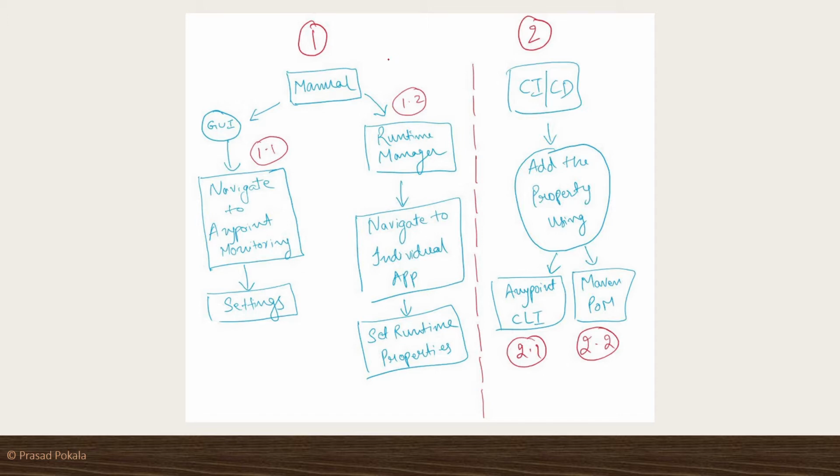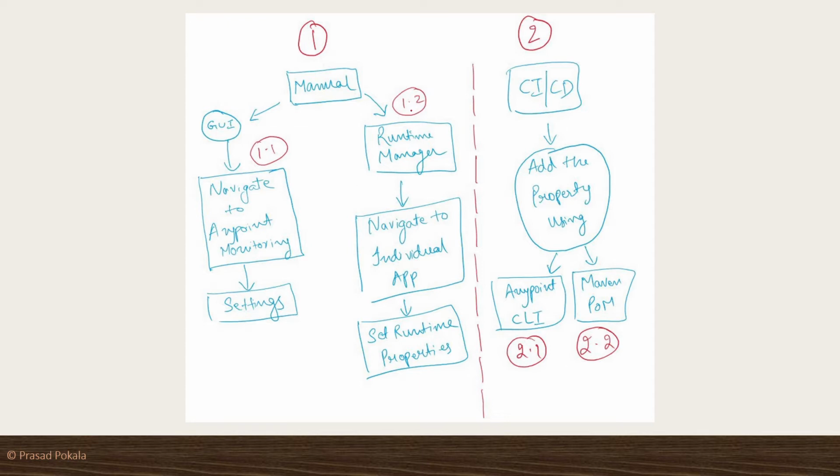Basically, there are two ways we can enable the Anypoint monitoring. One is a manual way and the second one is a CI/CD pipeline way, which is the automated way. In the manual way, there are again two ways to achieve this. One is through the Anypoint monitoring GUI, where we navigate to the settings, and then we can opt to enable monitoring for all the new apps that are getting deployed, or for already deployed ones we can cherry pick each individual app and enable the monitoring on the UI itself.